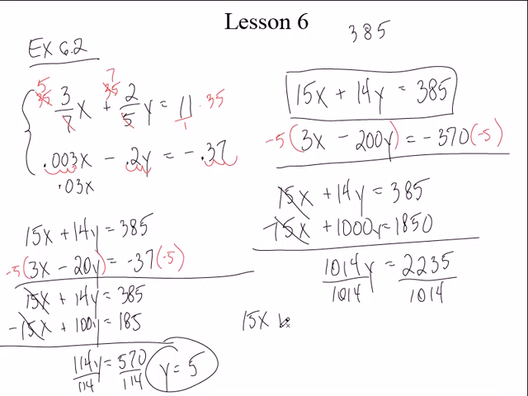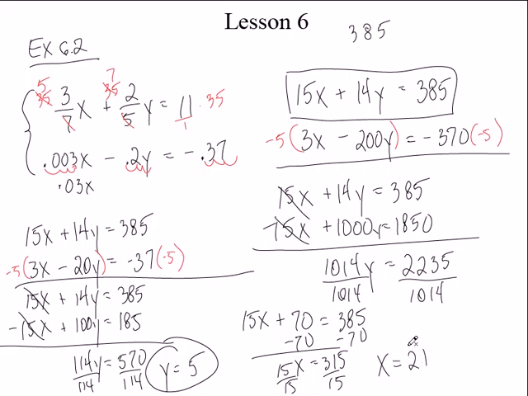It's 15x plus, let's just do this in our head, 14 times 5. What's 14 times 5? That's 70, is that right? Yes, it is. Okay, equals 385. Alright, we're solving for x. So we subtract 70 from both sides, and we've got 15x equals 315. Divide both sides by 15, and there's your answer for x. x comes out to be 21. And there's your 2 answers. There's x, and there's y.